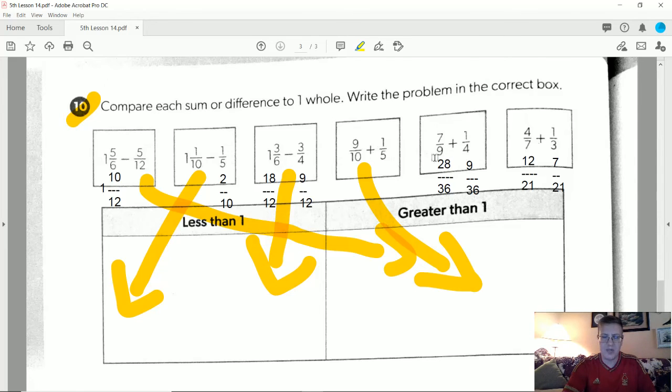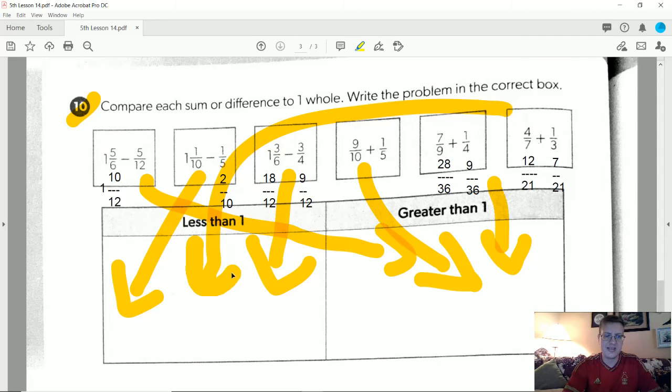I can make parts over 36 for both of these. So I would multiply this side times 4, multiply this side times 9. That gives me 28/36 plus 9/36, that gives me 37/36. And then my last one, 12 parts over 21 plus 7 parts over 21 would give me 19 parts over 21, and so that one would be less. So those are all the answers that I have for you for today.